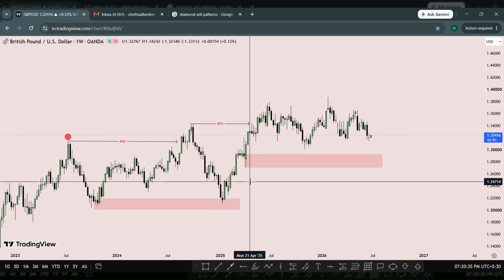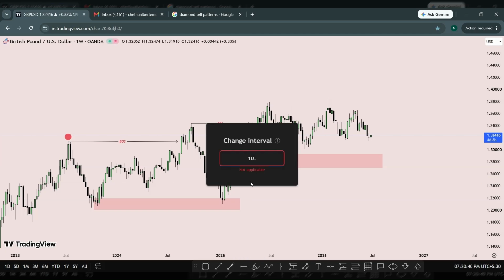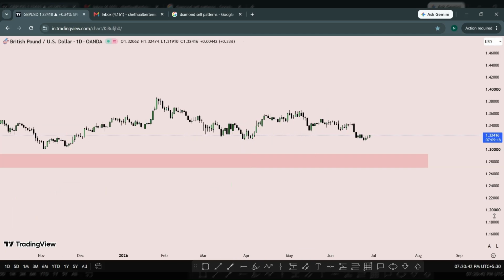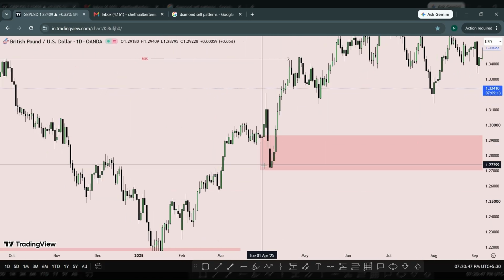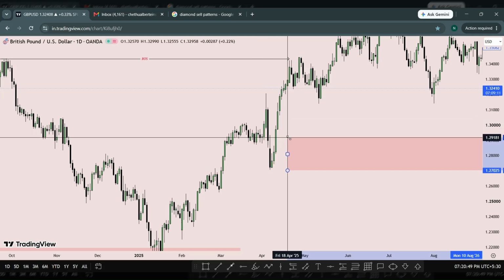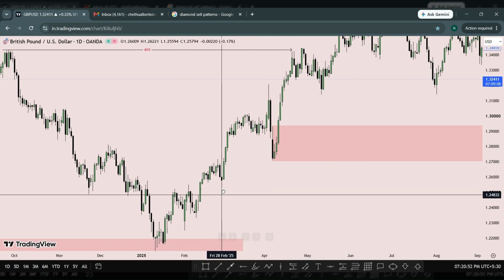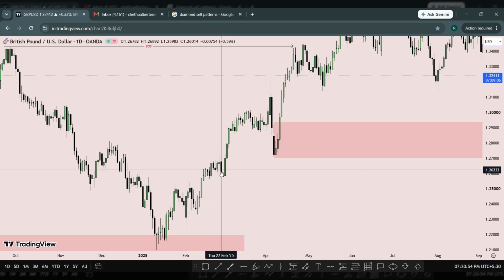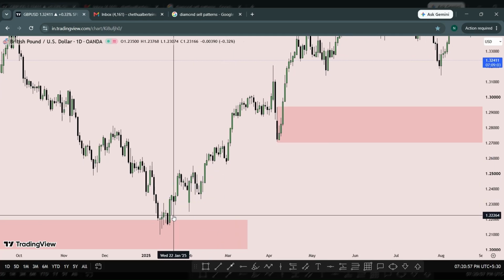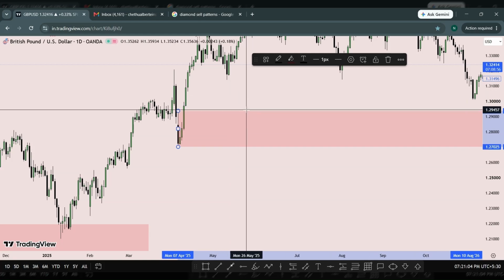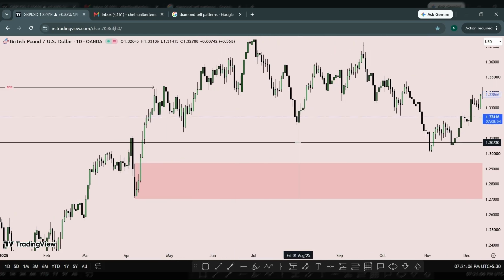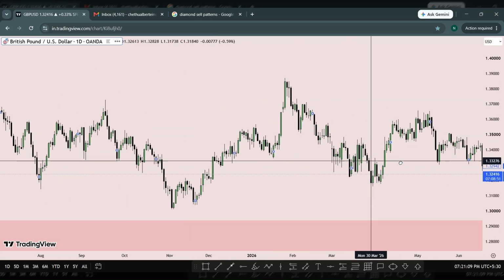Let's move to the daily time frame and check whether there is a fair value gap or not. Let's check it here. I think you can see this is the strong fair value gap. Below that there is also this demand zone, and everything is mitigated. If you take the entry here, then put the stop loss below this. Let's see how the daily chart is reacting.